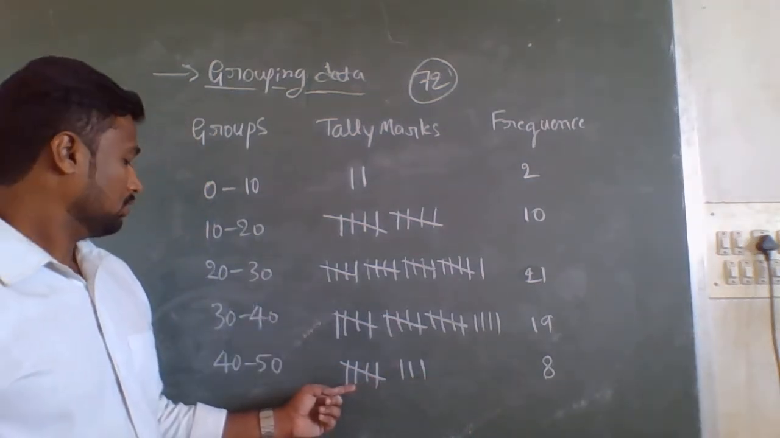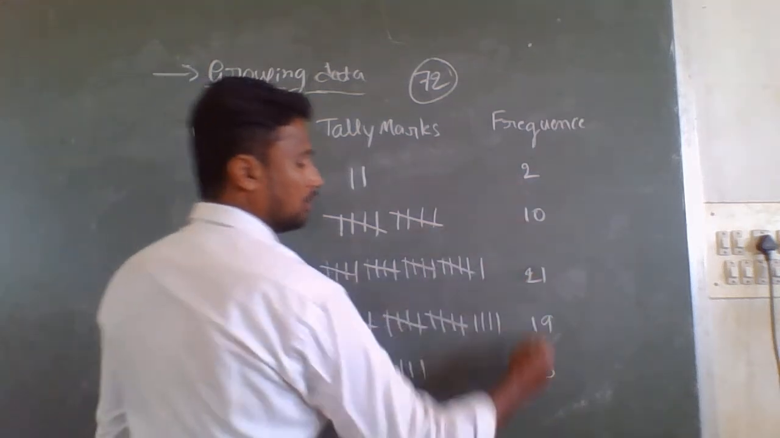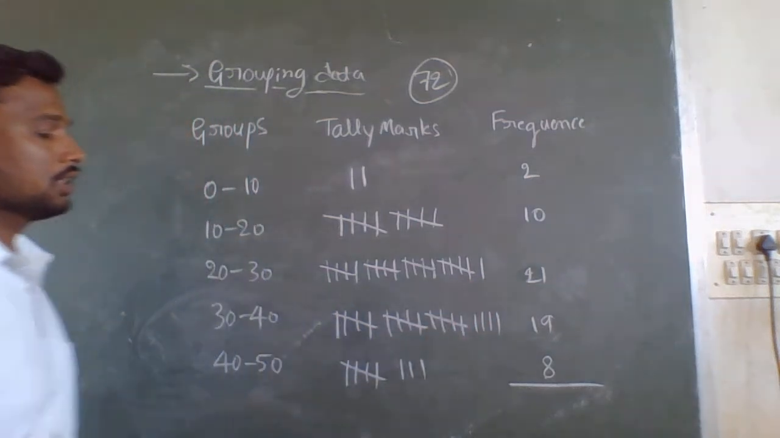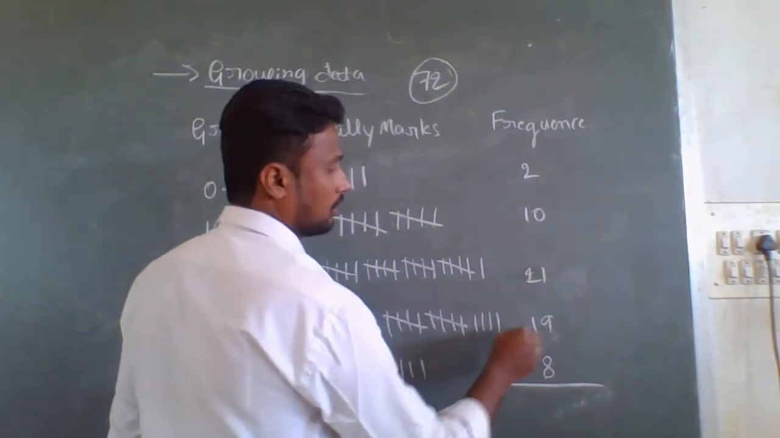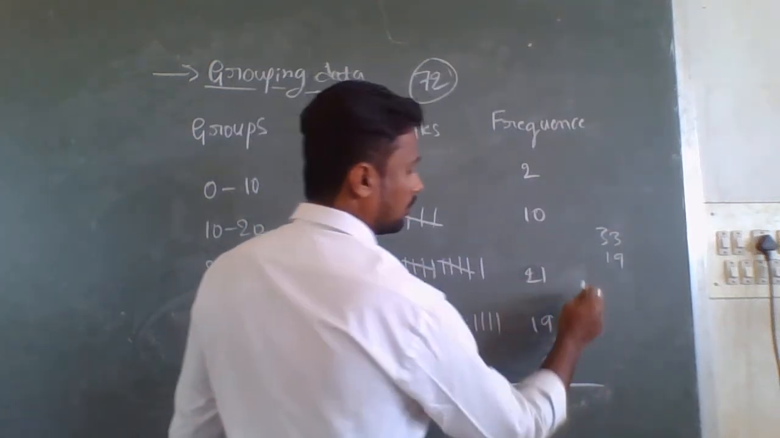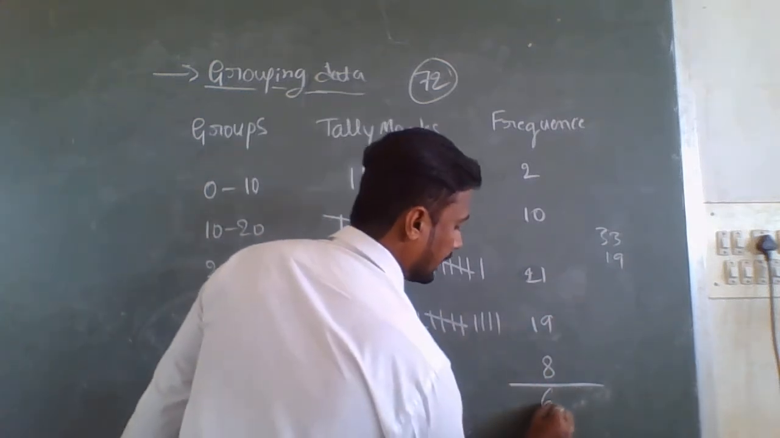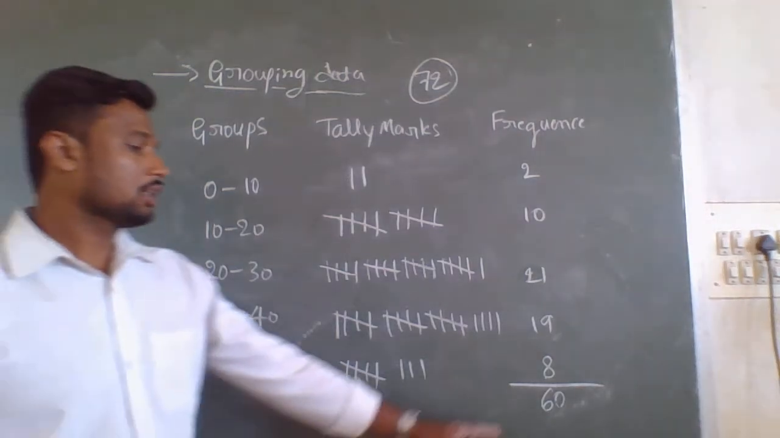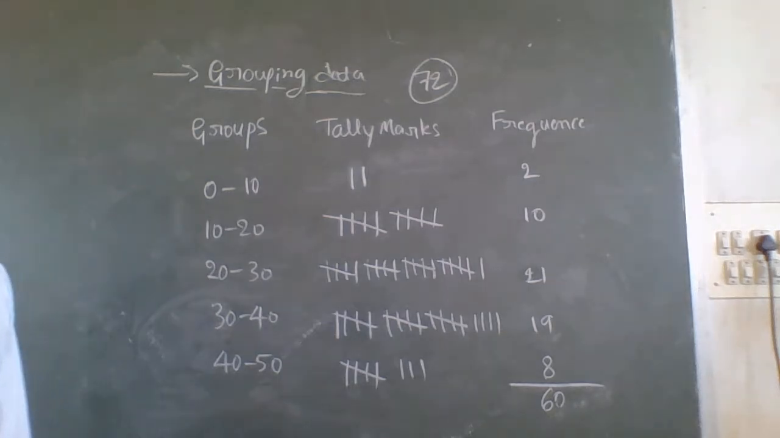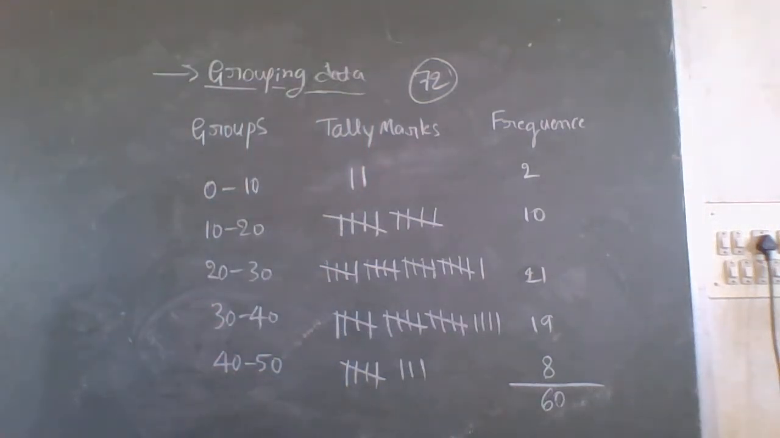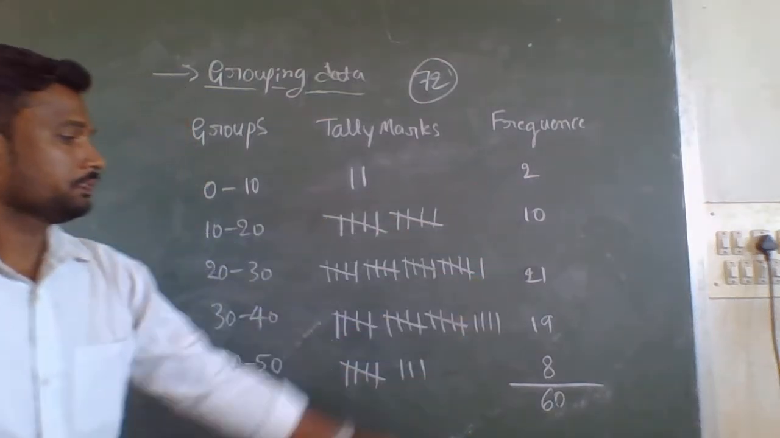Therefore here 8 entries. Now if you add 10 plus 2, 12, 12 plus 21, 33, 33 plus 19, 52, 52 plus 8, how much will you get? 60. So how many students are there in class 8? 60. There are 60 students who wrote the exam for 50 marks. So totally 60 students, and from 0 to 50 the marks they have obtained are here, the number of students.